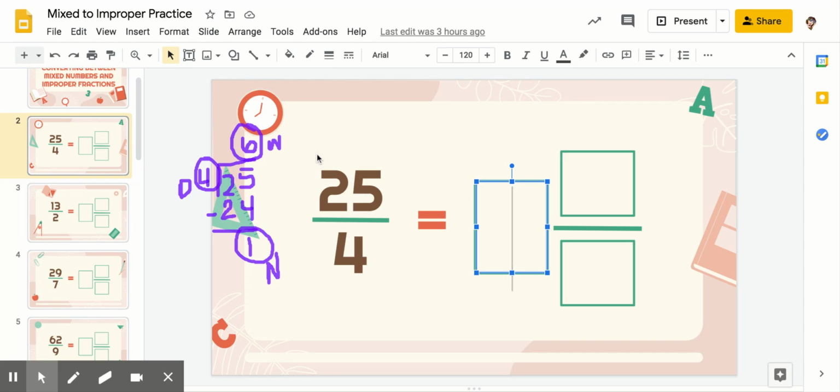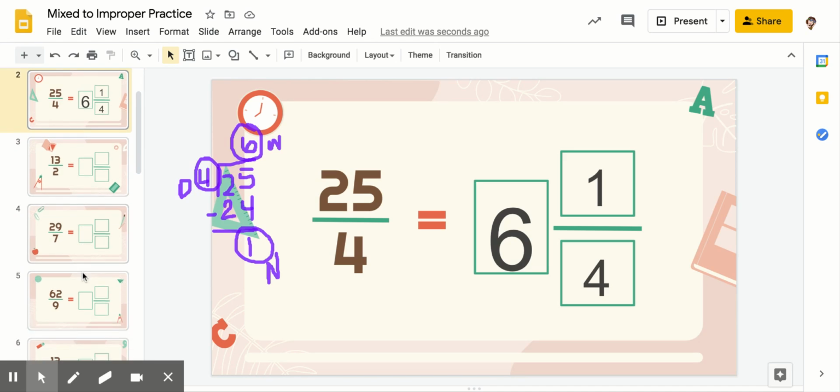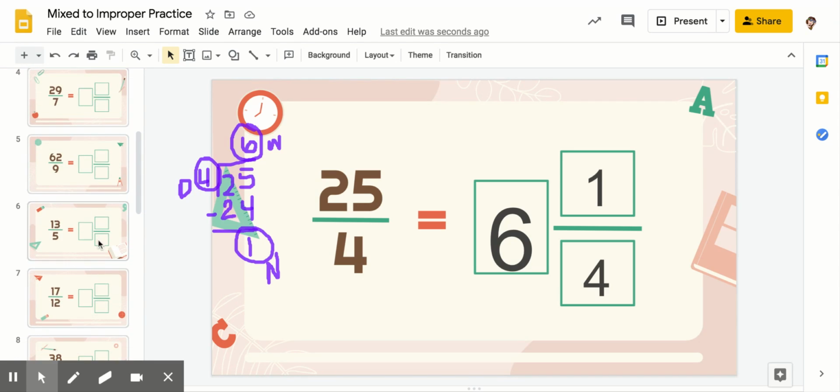So 6 wholes. So I typed 6. My new numerator was 1. And my denominator was 4. If you can simplify, I cannot simplify 1/4, right? Because it's got a 1 as my numerator. If I can simplify this leftover fraction, you should simplify it, right? We're in 5th grade. We are simplifying all of our fractions now. So that's how you're going to do the remaining 6 of those improper to mixed number problems.